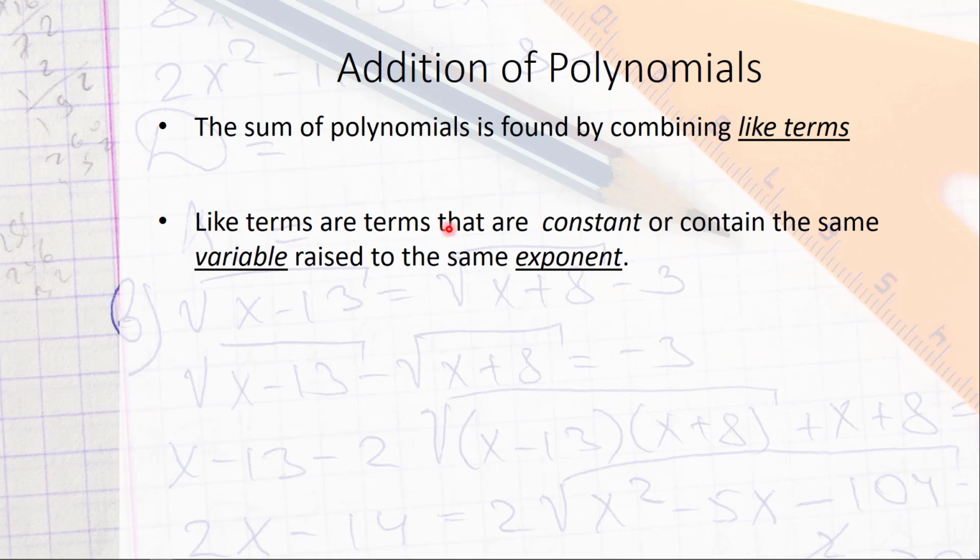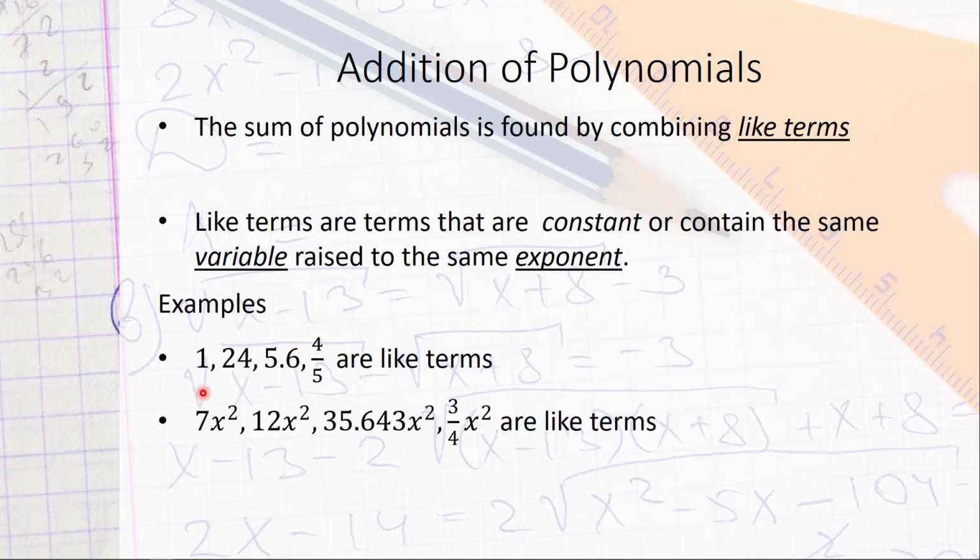And like terms are terms that are constant or contain the exact same variable raised to the exact same exponent. For example, these constant values, they are all like terms, even if they have fractions or decimals. These are also like terms because they have the same variable x and it's raised to the exact same power. And these are not like terms because even though they have the same variable, they cannot be combined. So let's see how we can use these ideas to actually add polynomials.